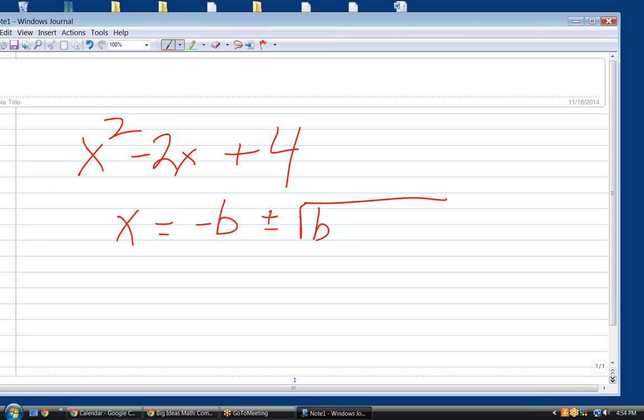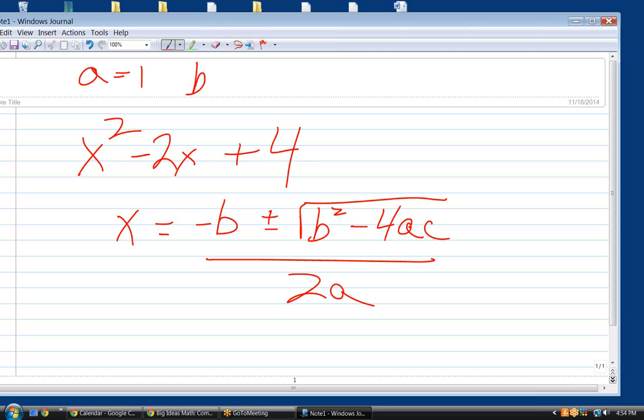You've had the quadratic formula? I mean, this isn't totally new to you? This is new. Okay. Well, we won't have time to go into this, and I won't talk too much about it, but A, B, and C are the coefficients of this quadratic. In other words, A equals 1, B equals minus 2, and C equals plus 4.